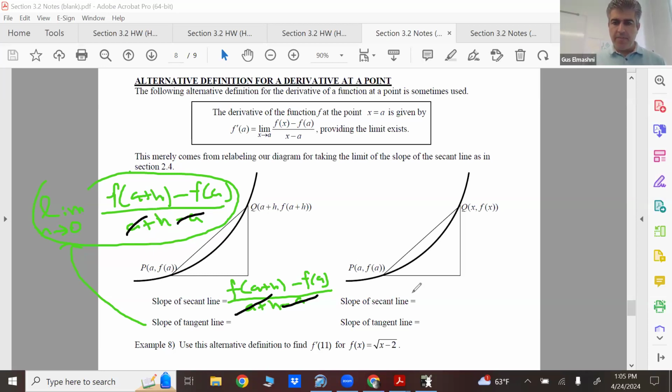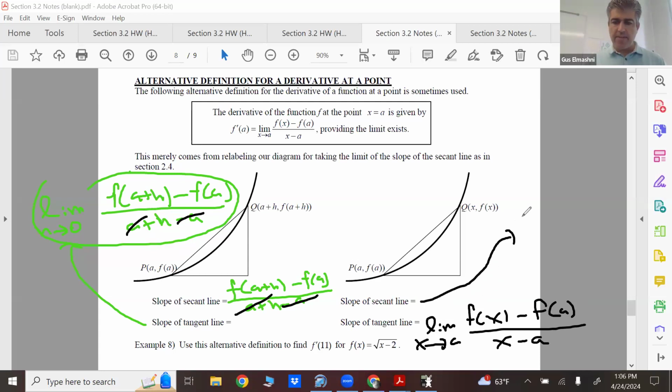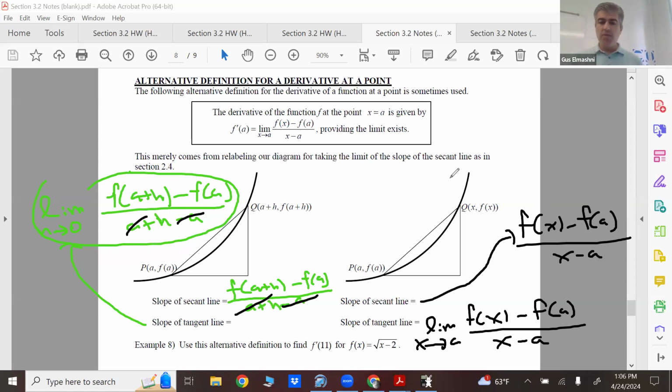And then for here, if you do this one, that's going to be the limit as x approaches a of f of x, and the slope of the secant line is just f of x. And what's happening here is you want x to get closer to a, right? As x gets closer to a, it becomes more of like a tangent line. So it's just yet another way of finding the derivative. That's all it is. That's all you're doing.